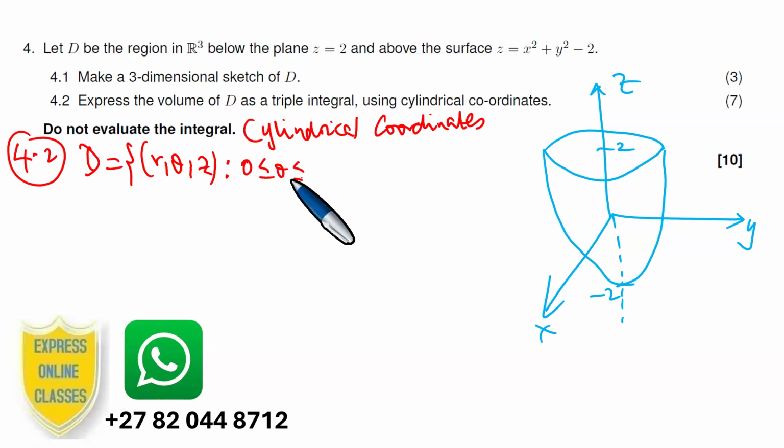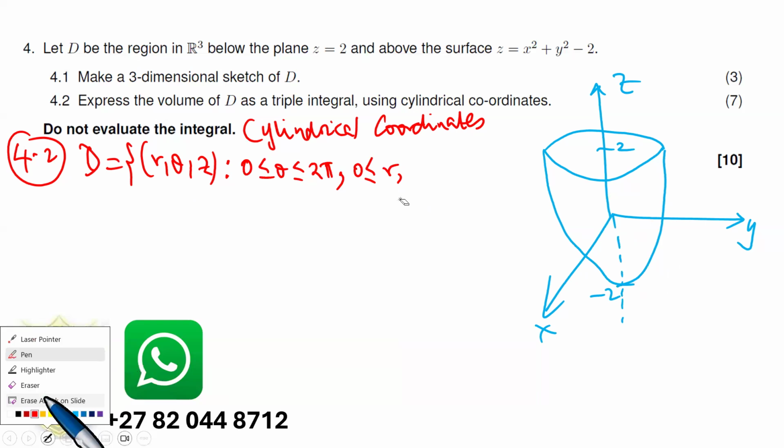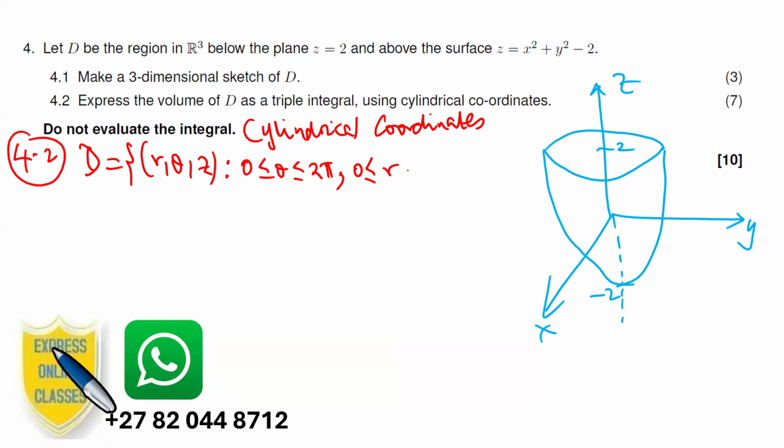So that theta is between 0 and less than 2 pi. And then 0 is less than or equal to r, because now the r in r theta is the radius we were talking about. The radius we're talking about is between 0 and 2. In view of something called the XY projection, we're going to discuss the XY projection, which is a projection of this in the XY plane.